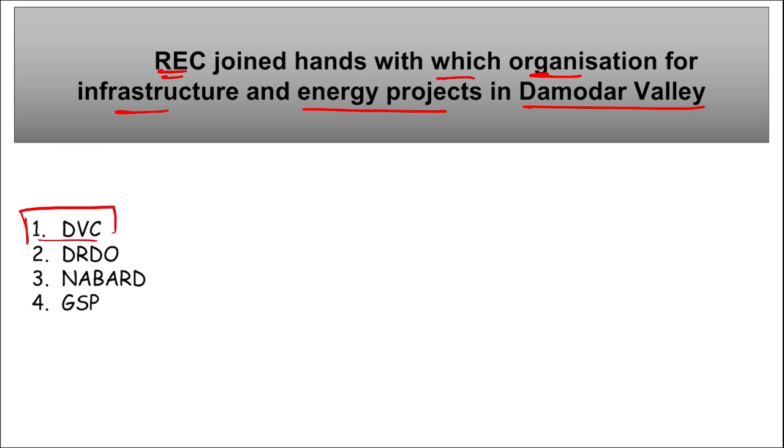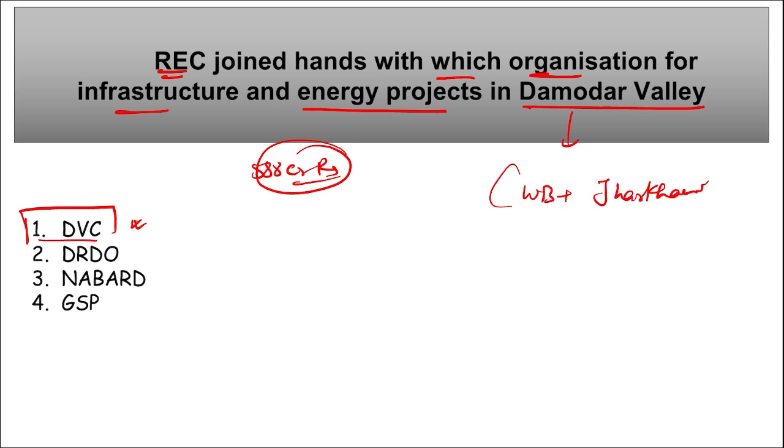REC has recently signed agreements worth 588 crore rupees with Damodar Valley Corporation, that is DVC, to strengthen the infrastructure and energy projects in the Damodar Valley region. Where is this Damodar Valley region? That is in West Bengal and Jharkhand. Correct? Take a note of this.